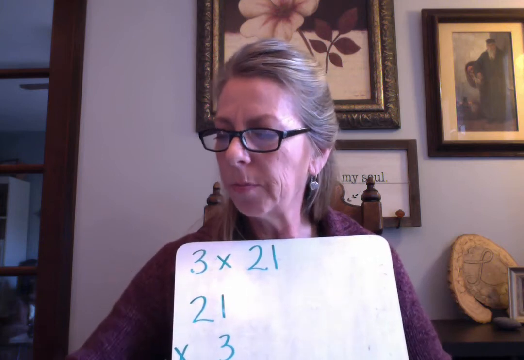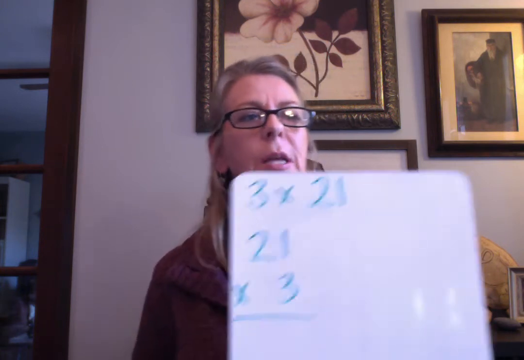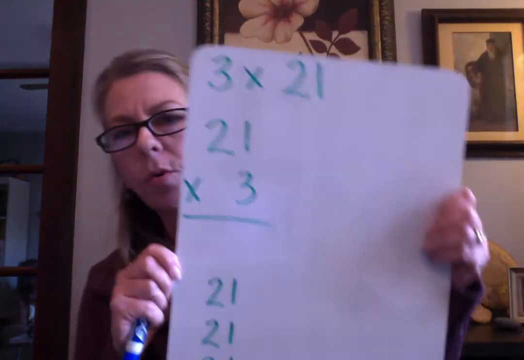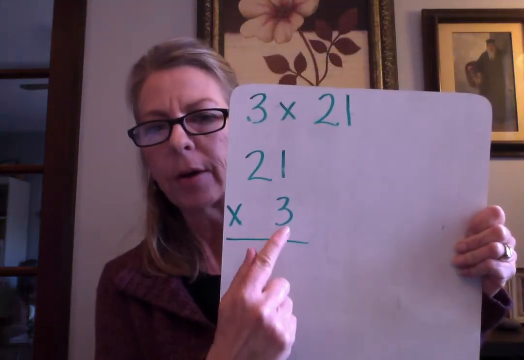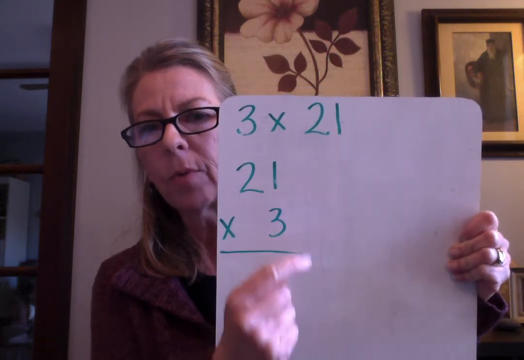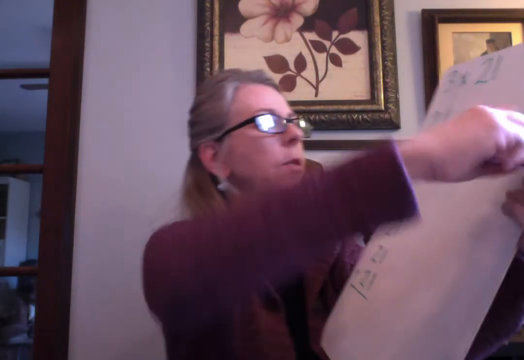So when you multiply a two-digit number by a one-digit number, let's see if I can find my pens. Okay, you are always going to start with the same pattern. You're going to take your multiplier and multiply by your 1s first, okay? So you're going to do this part first.